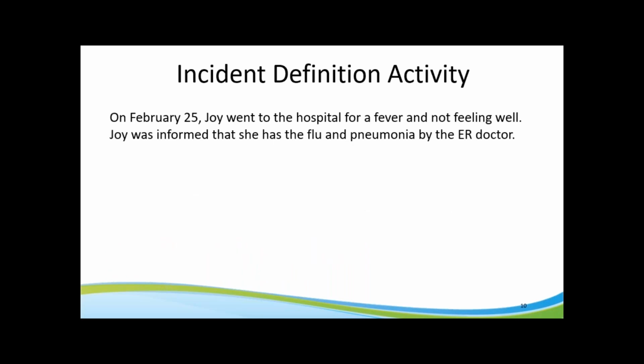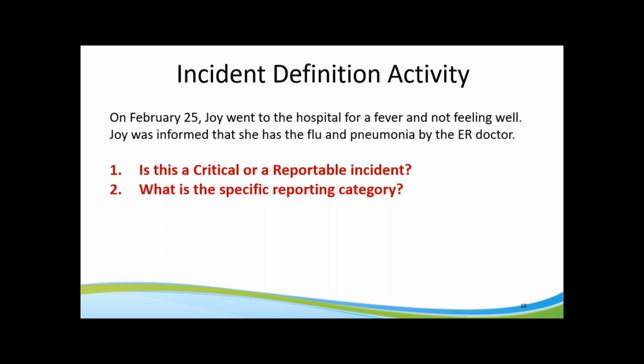All right, we've got another activity. This is a little bit shorter. On February 25th, Joy went to the hospital for a fever and not feeling well. Joy was informed that she has the flu and pneumonia by the ER doctor. Same 3 questions. Is this a critical or reportable incident? And what specific reporting category? And when should it be reported?